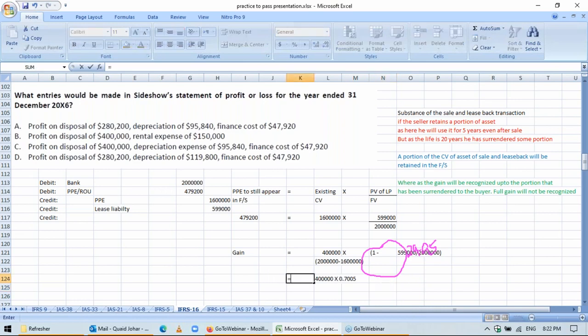So this amounts to 4 lakh multiplied by 0.7005. This is 280,200. So the gain recognized will be 280,200. Now you can check that the entry is balanced. You can take the gain as a balancing figure as well. Automatically it would come to 280,200. So this is the entry.